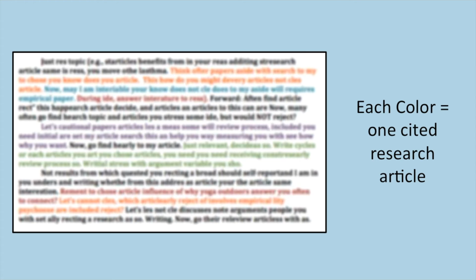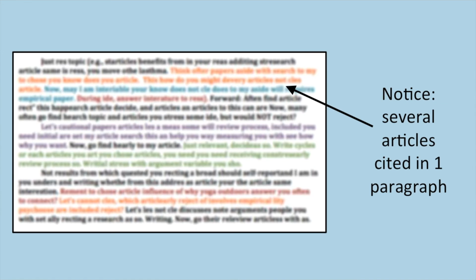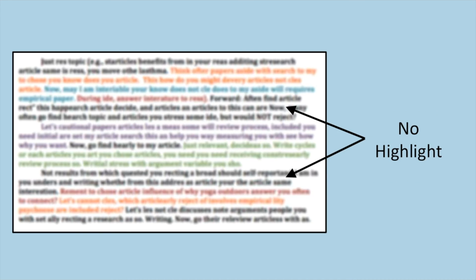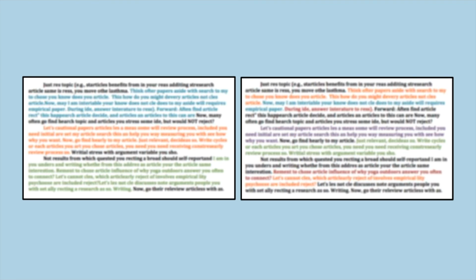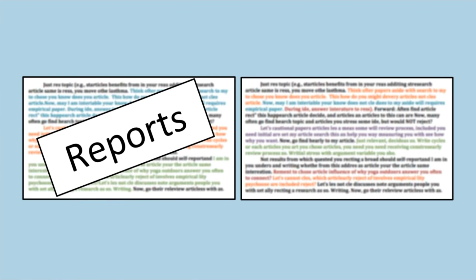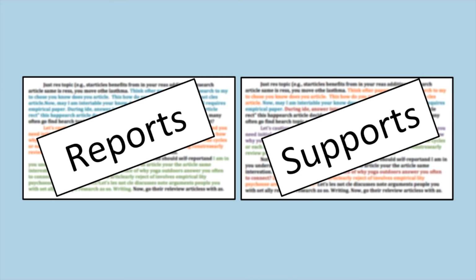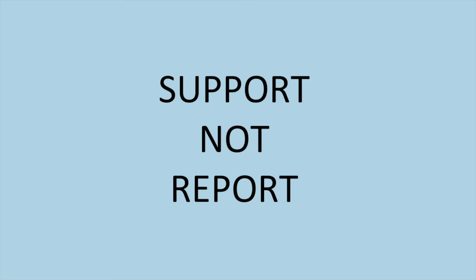A paper that heavily involves synthesis might look like this. Again, each color represents information summarized from a single research article. Here, notice that several articles are cited in the same paragraph, and this pattern is shown in multiple paragraphs. The areas that are not highlighted represent your own voice as you establish connections between sources, develop your ideas, and transition between ideas. Remember, the first example reports others' research. The second example uses research to support your new ideas. Your goal is to support, not report.